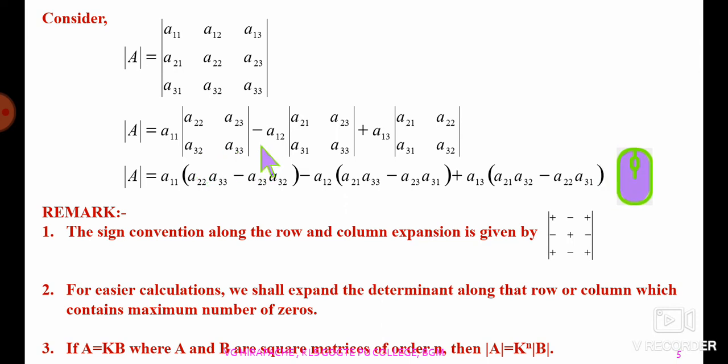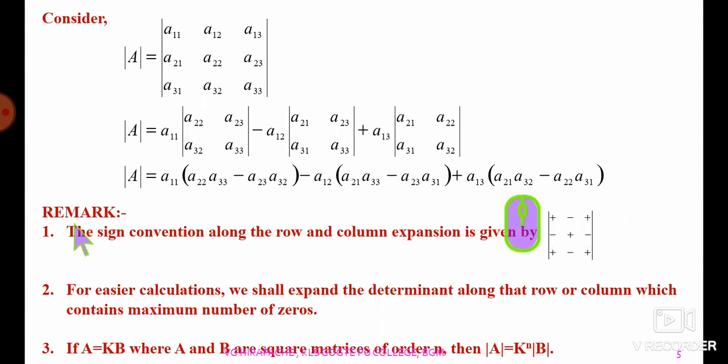According to the definition of the third order expansion of the determinant, minus sign as it is, A12 as it is, and evaluate the second order determinant. It is A21, A33 minus A31, A23, plus A13 as it is. We write A13 as it is, and the expansion of this second order determinant will be A21, A32 minus A22, A31. Therefore, this gives a real number.